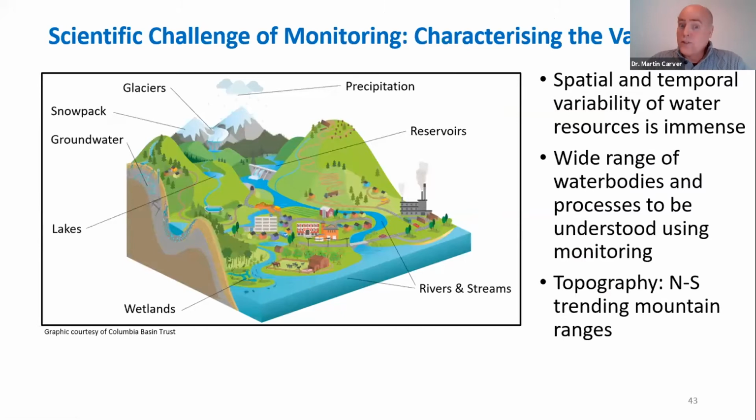I'm almost done here. So that's all very well. We need to know more about what's going on. But I just want to, as a segue for Greg's presentation, point out that hydrologic systems are already highly variable, even when they're stationary. The spatial and temporal variability of water resources is immense because there are many water bodies and fluxes between these bodies that need to be characterized. And in the Columbia Basin, we have a particularly high amount of variability, partly because of our topography in the north-south trending mountain ranges. So this is something that we have to come to terms with.